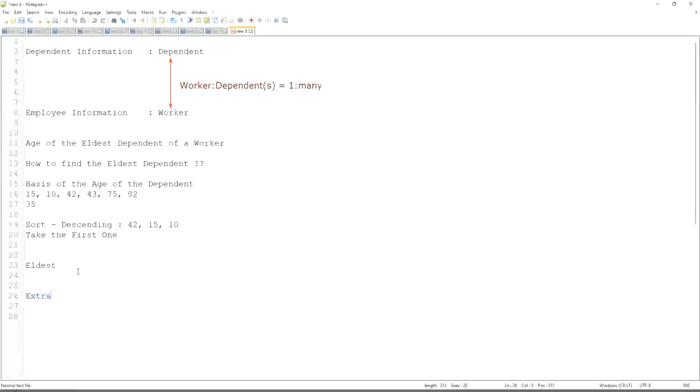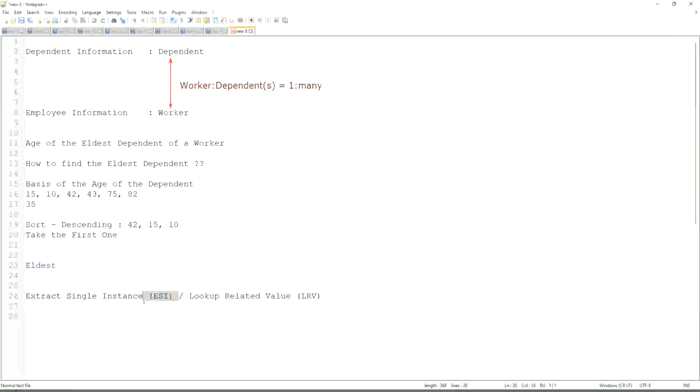Extract single instance, and lookup related value. This is the most common calculated field function that people will ask you in your interviews. Extract single instance is called ESI, and lookup related value is LRV. They work in combination.